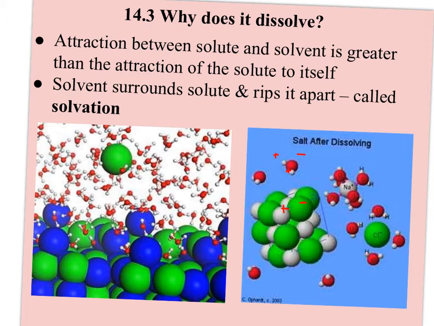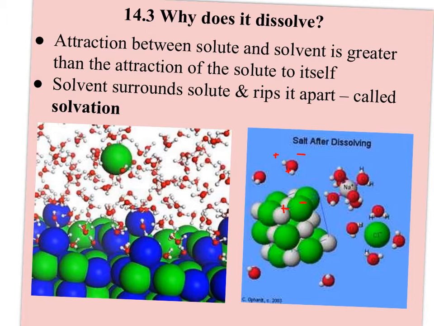So the solvent surrounds the solute, and if the attraction is great enough, it literally rips it apart or pulls it apart, and this is called solvation. So in my picture here, the green and blue is representing the ionic compound sodium chloride, the green being the chlorine, the blue being the sodium, and then the little red and white thingies are water molecules.